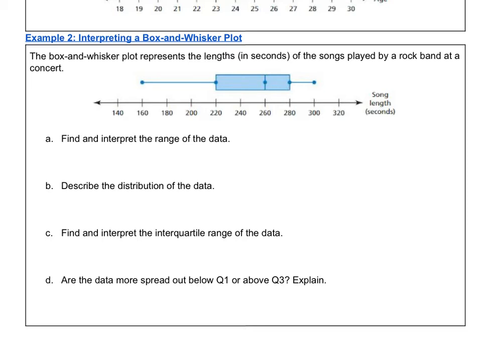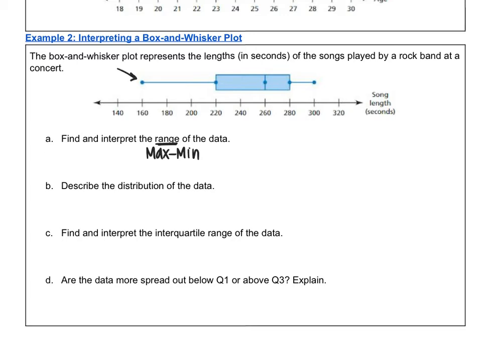So the box and whisker plot represents the lengths in seconds of the songs played by a rock band at a concert. So I want to go ahead and interpret or answer all these questions. Part A says, find and interpret the range of the data. The range, remember, we talked about in 7.1, is the highest or the maximum minus the lowest, which is the minimum. So let's take a look at our data.